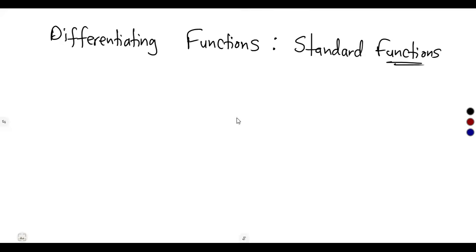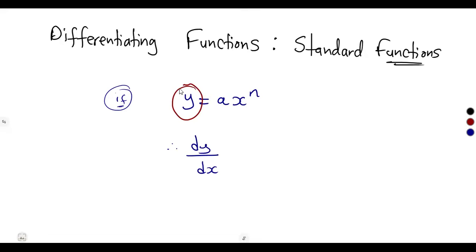So the first part is when we are given, let's say, y is equal to a x to the exponent of n. This is the basic format that you must understand. If y is equal to a x to the exponent of n, therefore the derivative with respect to x, that is dy/dx, means we are differentiating y with respect to x, y being the dependent variable and x being the independent variable. So the derivative of y with respect to x can be given by the formula.